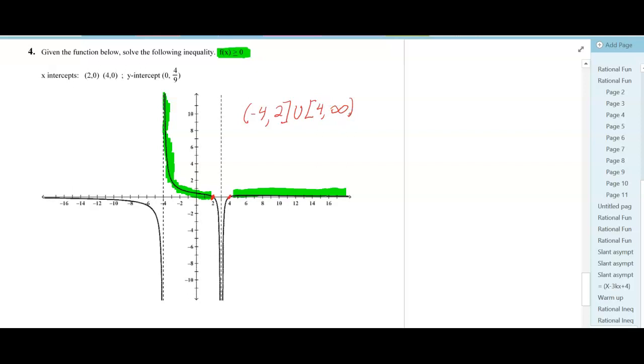Please notice that the function does cross the horizontal asymptote. That is allowed, but you can never cross vertical asymptotes.